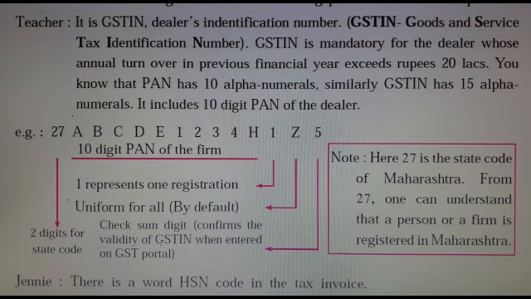Next 10 digits are of PAN number. That means PAN number of dealer, PAN number of supplier, PAN number of that firm. Next, this one represents the one registration. One represents one registration. That means only one firm is registered there. This Z indicates it is by default.